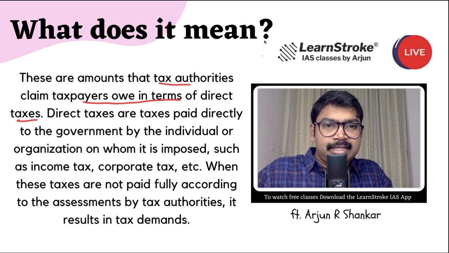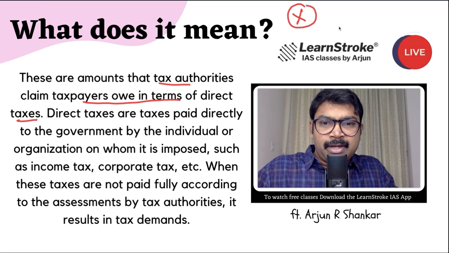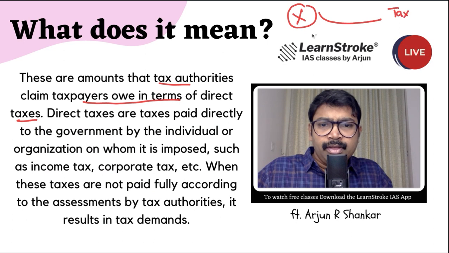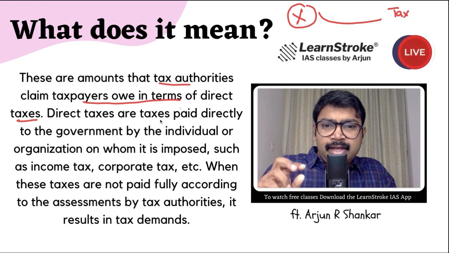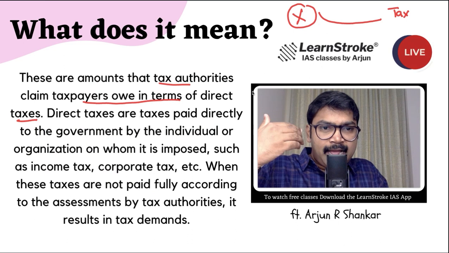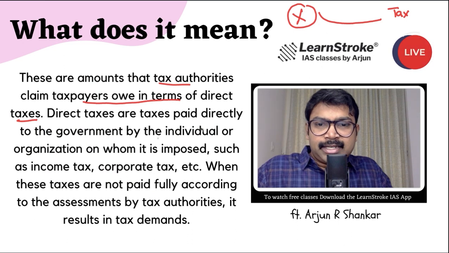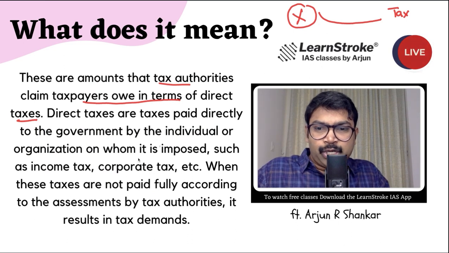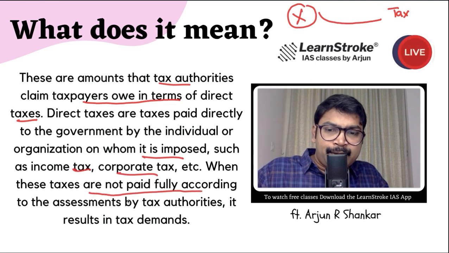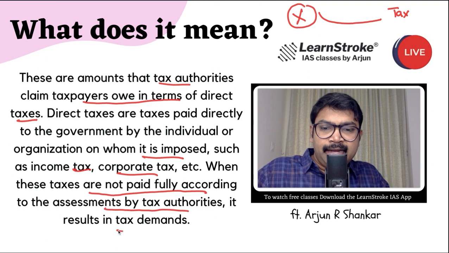So you are a person X. Outstanding tax demands mean this is something that you have to pay to the tax department. These are the amounts that the tax authority claims that you owe. Now, direct taxes are taxes paid directly to the government by the individual or organization on whom they are imposed, like income tax, corporate tax, etc. When these taxes are not paid fully according to the assessment by the tax authority, it results in a tax demand.